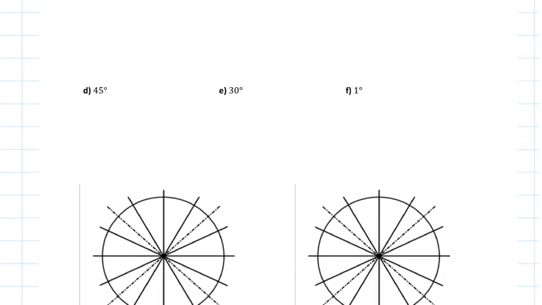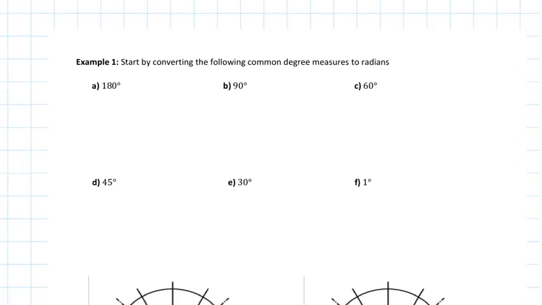Start by converting the following common degree measures to radians. So to convert 180 to radians, remember, you have to multiply by pi over 180, and that's going to give you pi. So we know 180 degrees is equal to pi.